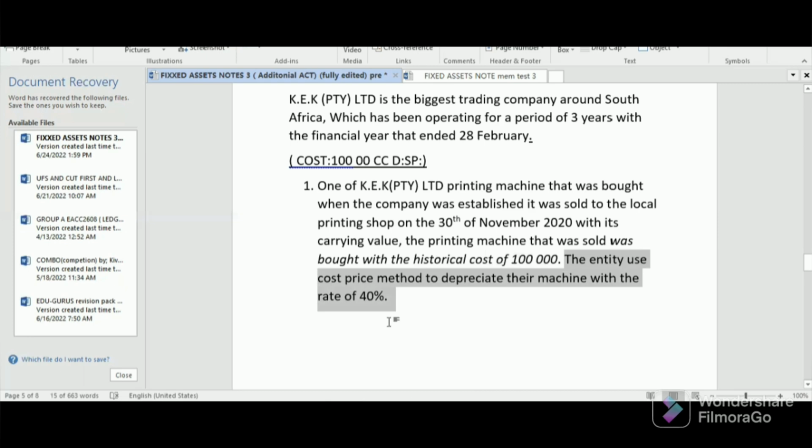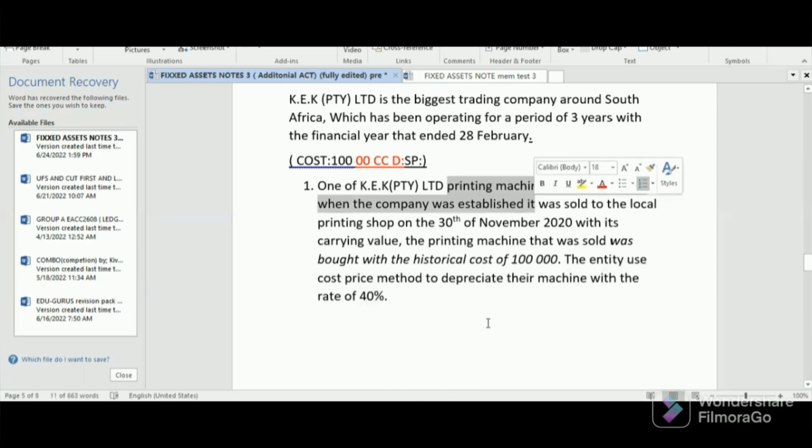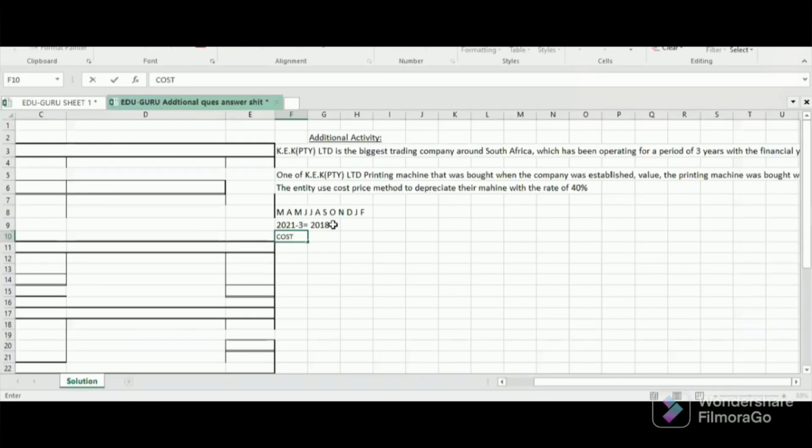Remember what I said to you earlier, guys? I said to you, if you're not given the accumulated depreciation, they should give you what? They should give you the date of purchase. So according to this information, when was the date of purchase? It says this printing machine was bought when the company was established, right? So we have found out when the company was established. According to our information, it was established in 2018.